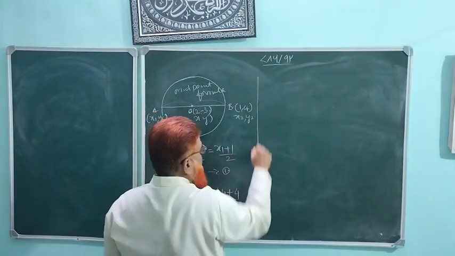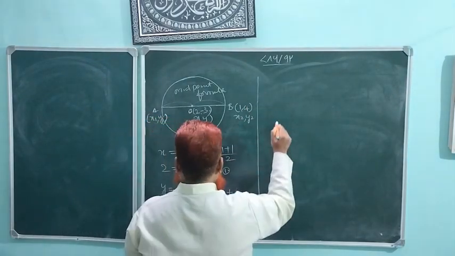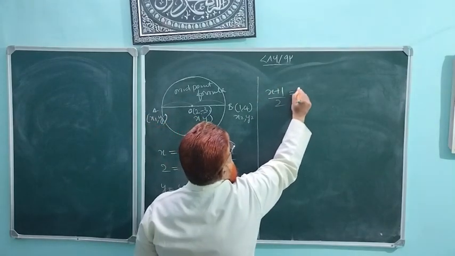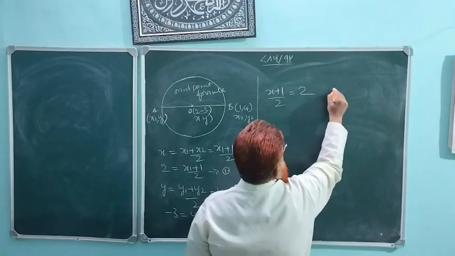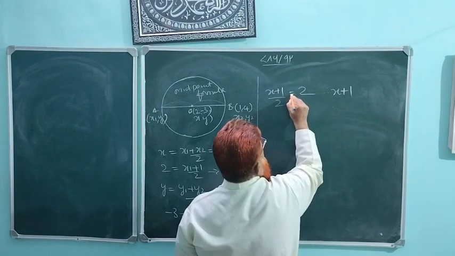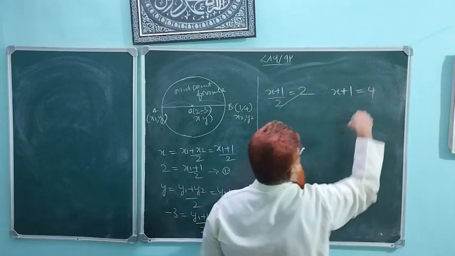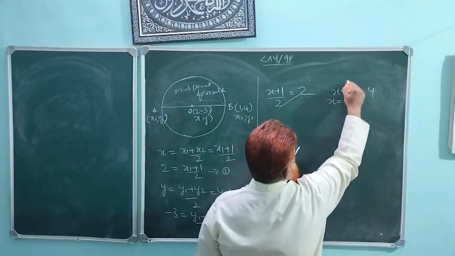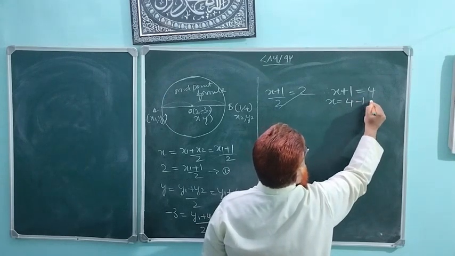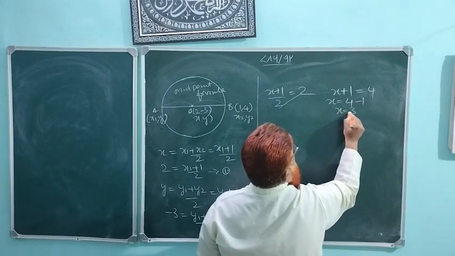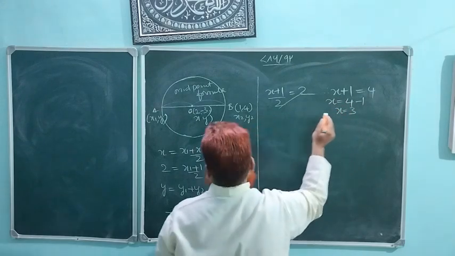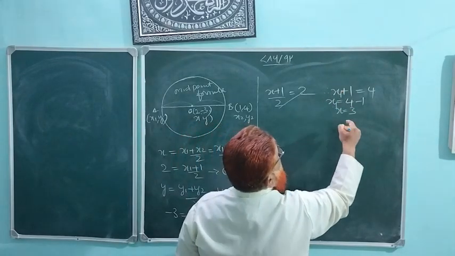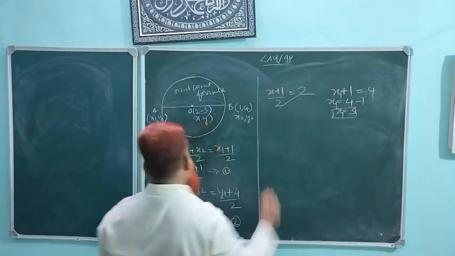Now solve by taking equation 1: x1 plus 1 divided by 2 is equal to 2. Therefore x1 plus 1 is equal to 4, by cross multiplication. Then x1 is equal to 4, and 1 being transposed to the right side becomes minus 1. So x1 is equal to 3. We found the value of x1.